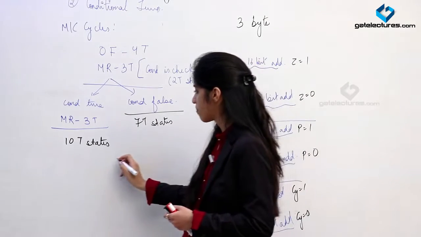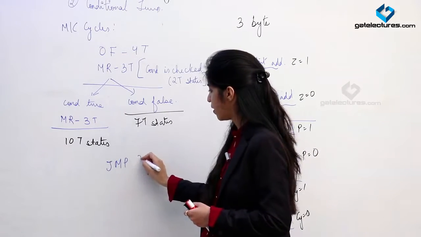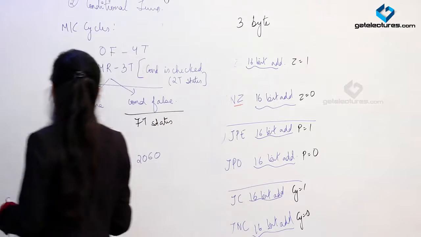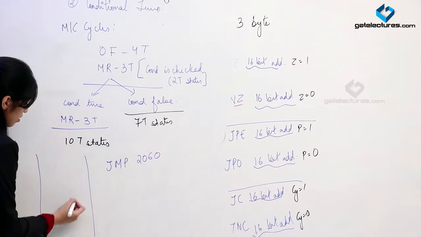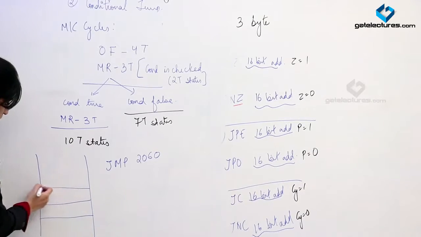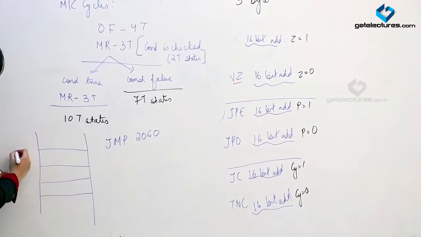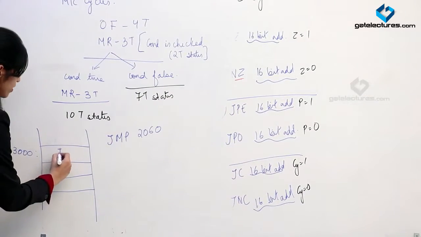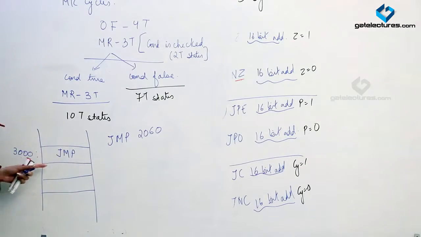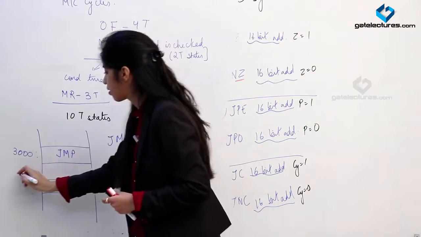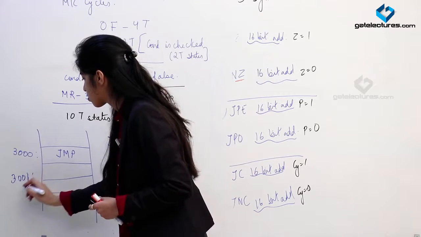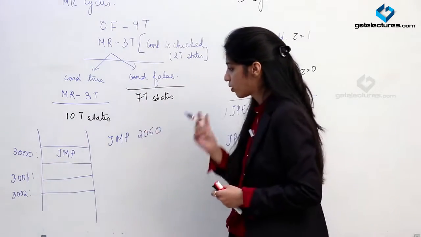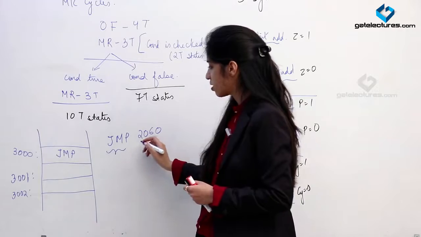One more thing that you can note here is, suppose there is an instruction like this, JMP 2060. So how is it stored in the memory? You can just have a look. Suppose this instruction started from memory location 3000. So at memory location 3000 you are going to store the opcode JMP. Now since this is a 3 byte long instruction, it's going to take 3 memory locations, 3000, 3001 and 3002.